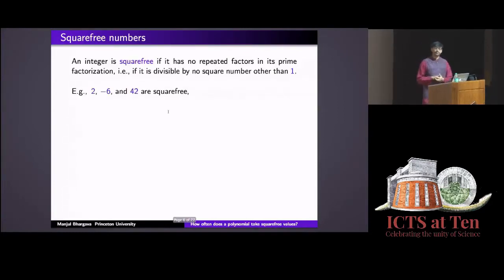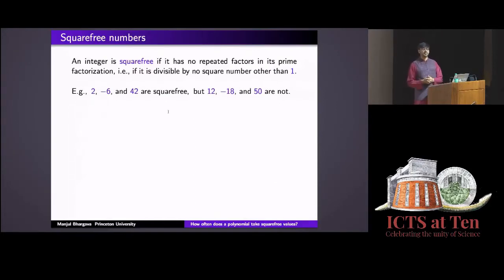So for example, 2 is square-free, minus 6 is square-free, 42 is square-free, 42 is 2 times 3 times 7, right? All primes are distinct in its prime factorization, so those numbers are square-free. But if you look at 12, 12 is 2 times 2 times 3, 2 occurs twice, so it's not square-free, right? It's divisible by 4. Minus 18 is not square-free because it's divisible by 9. 50 is not square-free because it's divisible by 5 squared. Okay, so square-free is just a simple property of a number.